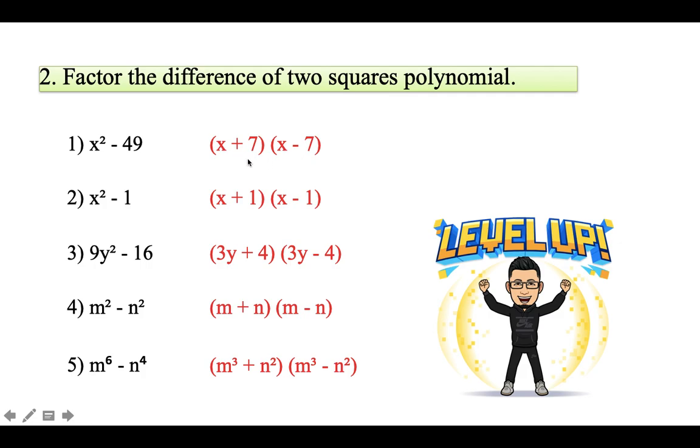Notice that the terms are just the same. The binomials are just the same. Only the sign differs. That is how to get the factors of a difference of two squares. It is a difference of two squares because in this given, you will see a subtraction sign, which is called the difference, and each of them is a perfect square. x squared is a perfect square, 49 is also a perfect square.